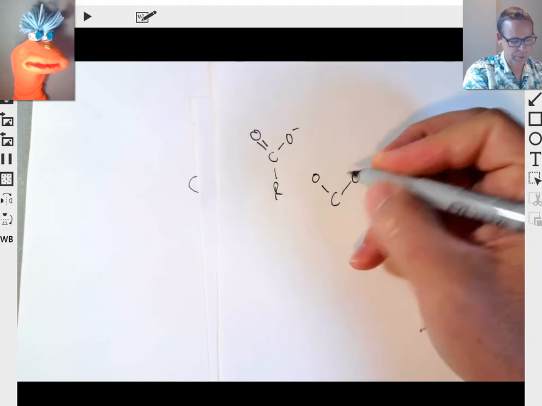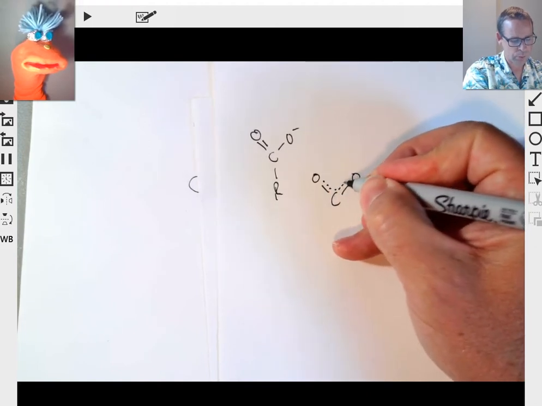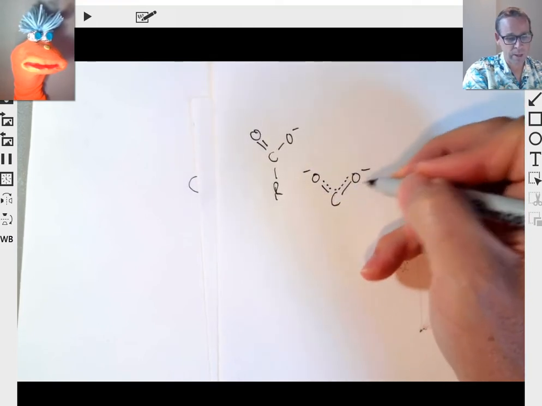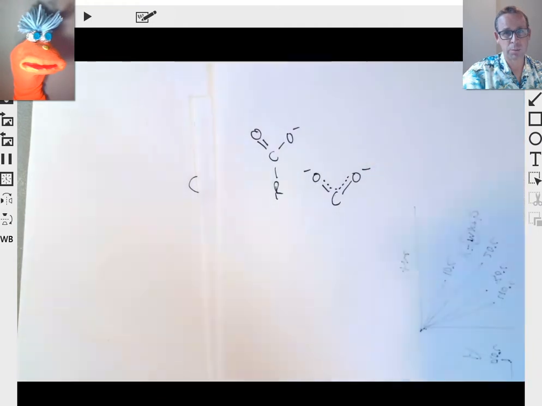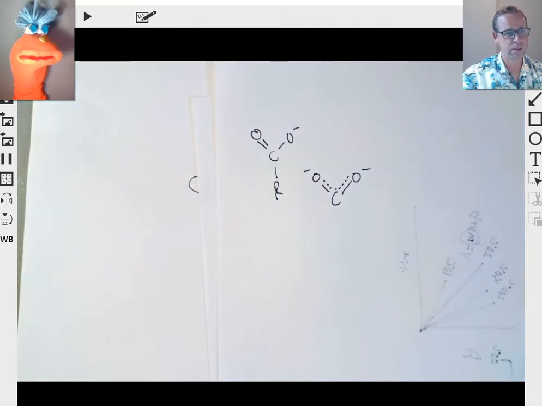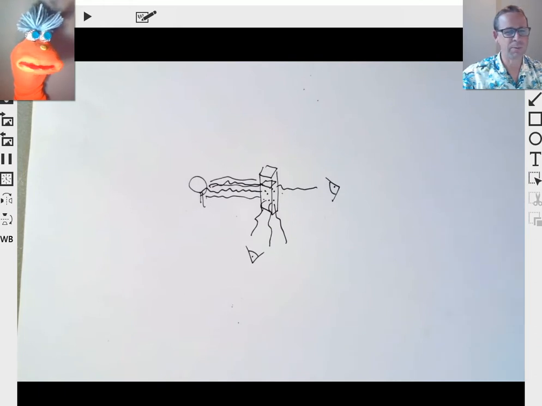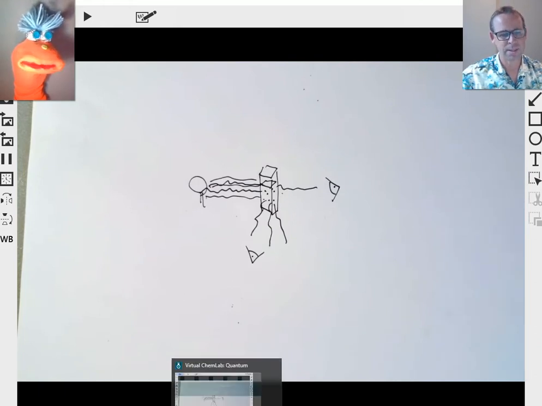This group can also be drawn like this, where you have the idea of a resonance structure and negative charges on both oxygens. Does that make sense? Yeah, okay, I remember that. So we don't want to think of it really as an asymmetric system.